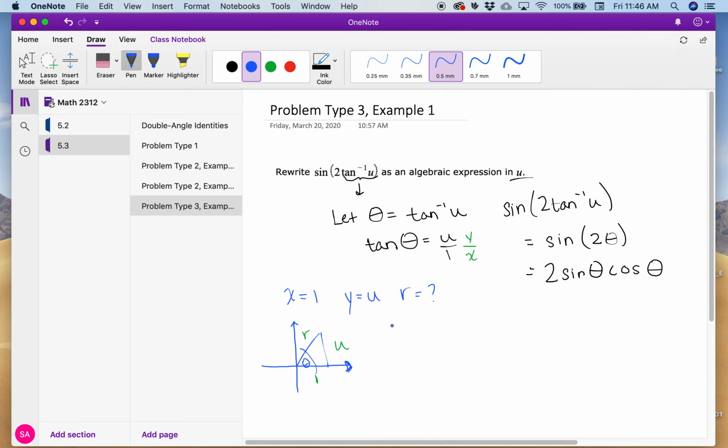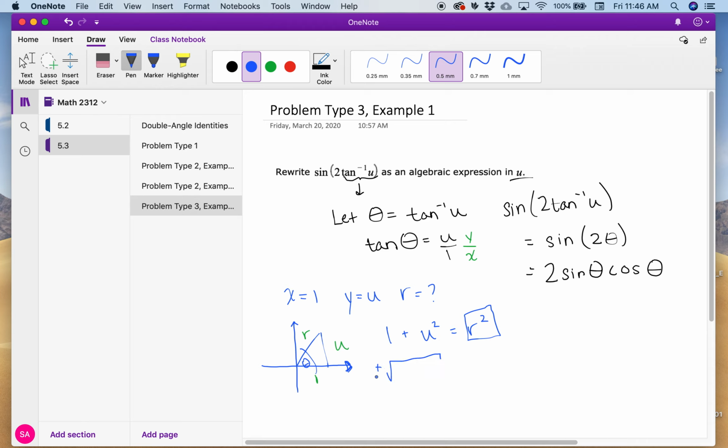So let's solve. Pythagorean theorem. 1 squared, which is just 1, plus u squared is equal to r squared, because we don't know what r is. And that's what we're solving for. We need to solve for r. So all we have to do is square root both sides.